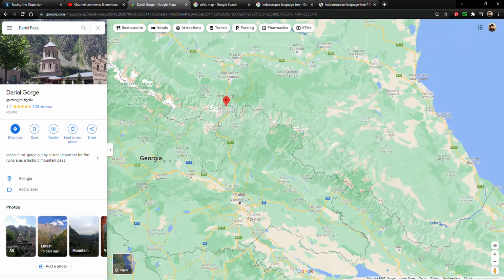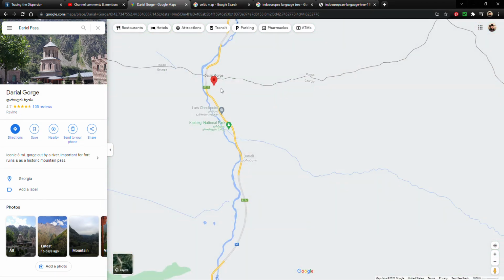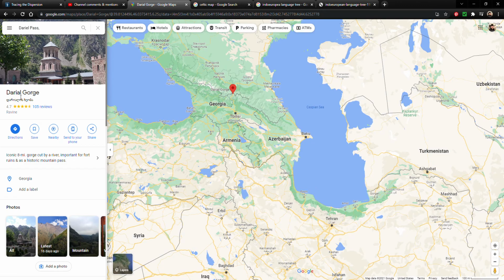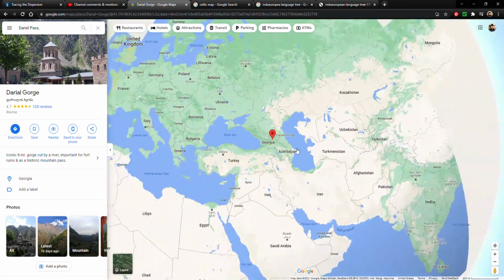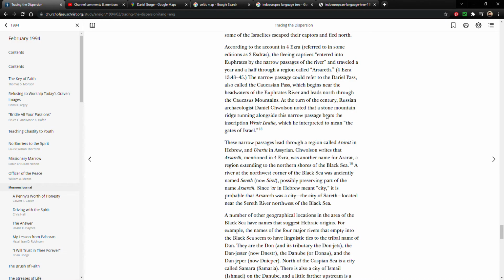Well, it looks like they're putting that here in Georgia, right on the border with Georgia and Russia. I don't know if that's the right location. This is Darial Gorge, but I would assume probably. So I guess right about there is where we're talking about. So that's where they saw Reit Israela, the gates of Israel.